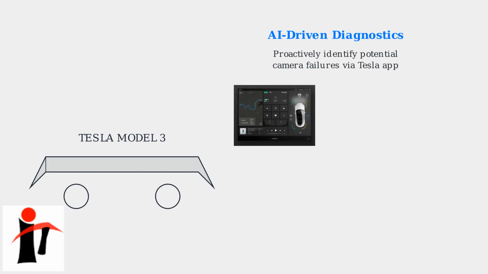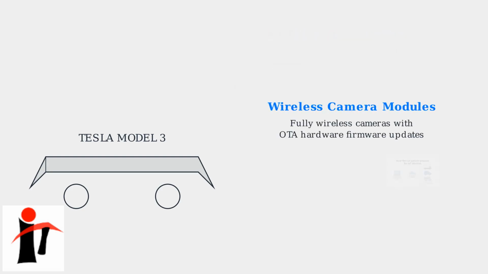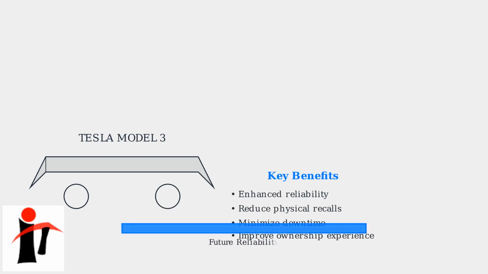Tesla is moving towards AI-driven diagnostics that will proactively identify potential camera failures via the Tesla app. Future Model 3 iterations are expected to feature fully wireless camera modules with OTA hardware firmware updates. These advancements will minimize downtime and improve the overall ownership experience.